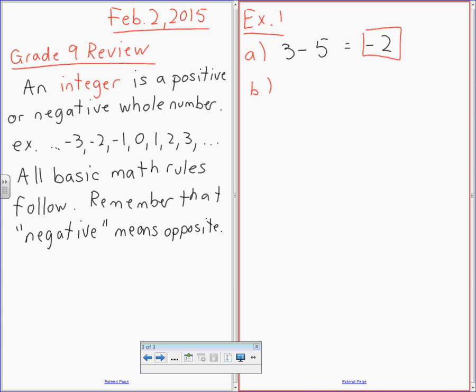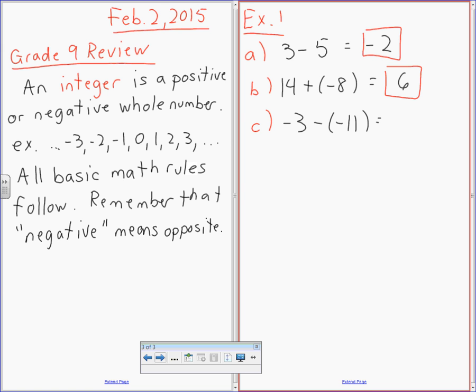Alyssa, 14 plus -8. 6, perfect. By the way, if when we go through this you're saying to yourself, this isn't making sense, someone please stop me, or else I'm going to keep going at 100 miles an hour, okay?